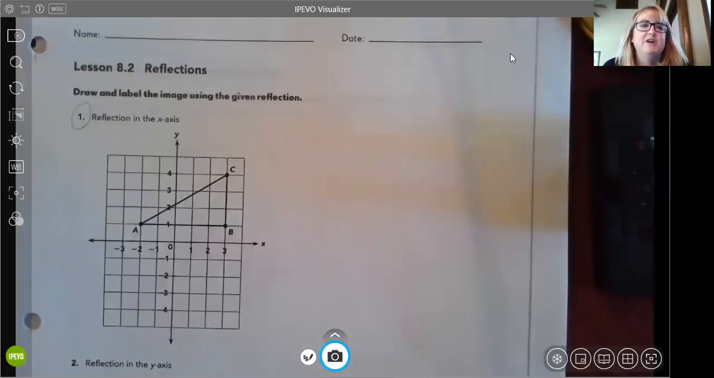Hi, Pre-Algebra. Welcome to Lesson 8.2, Reflections. In our last lesson, we looked at translations, and today we are looking at reflections.